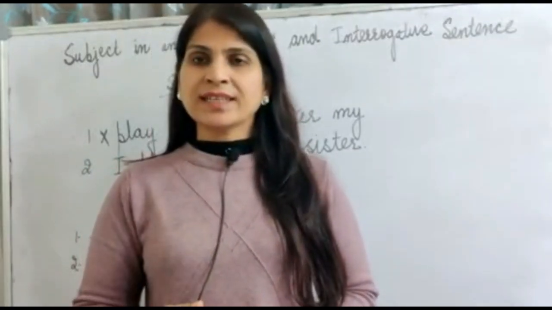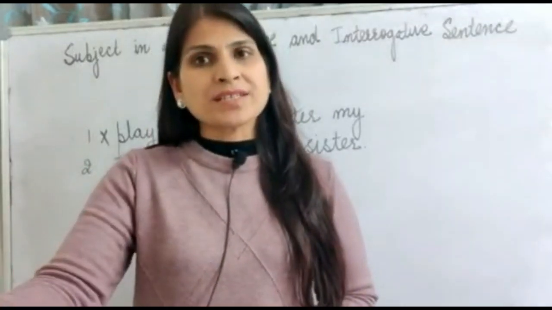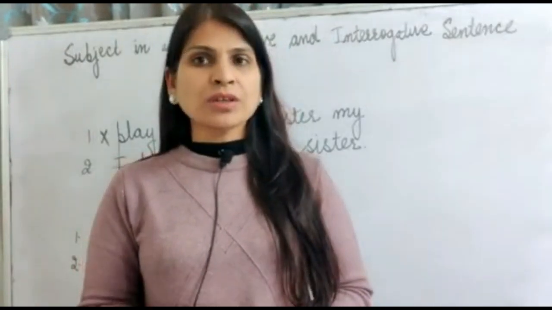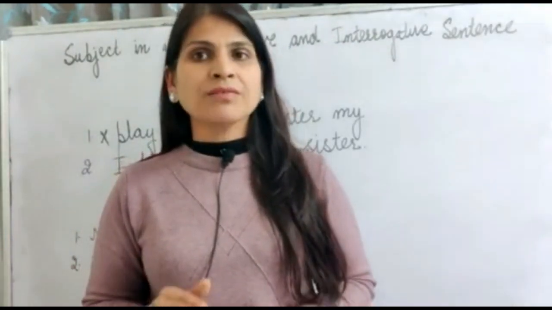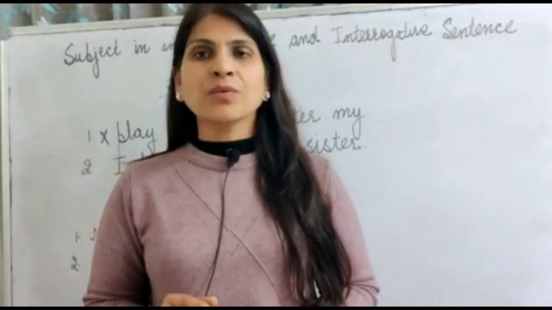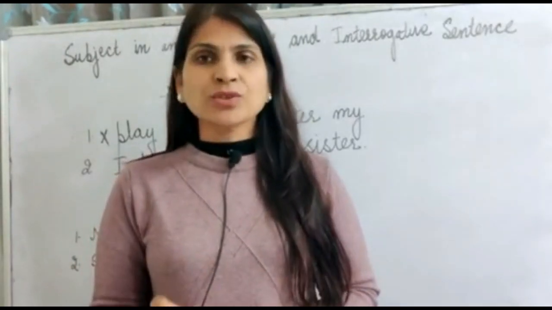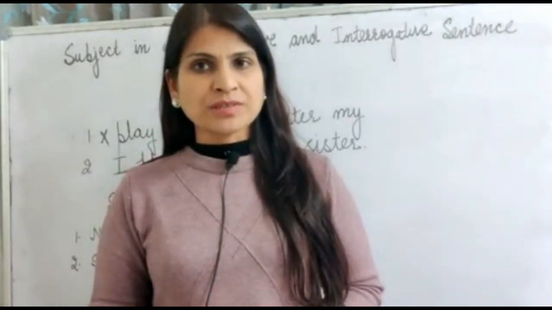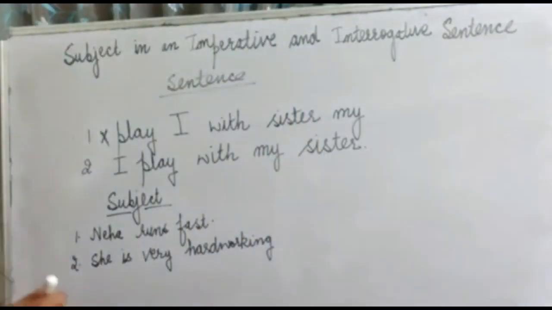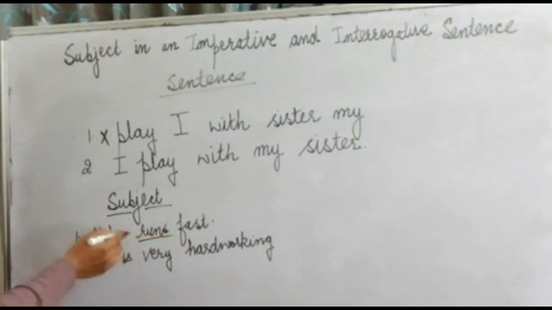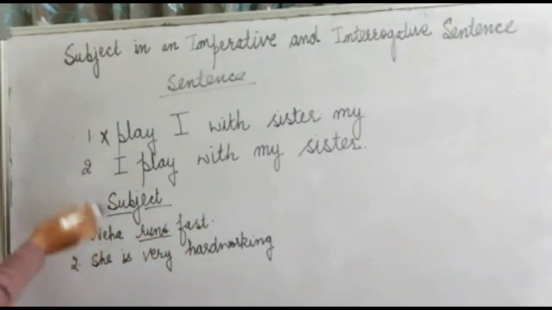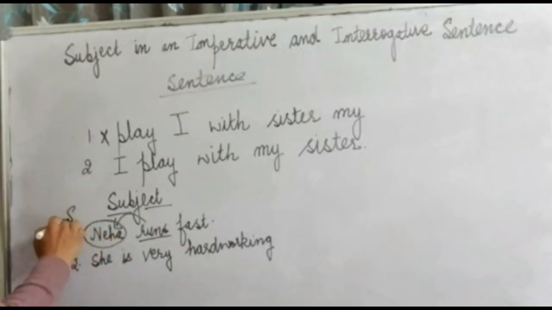In the next sentence, that is, "He is my best friend," he here is not performing any action, but we know that in this sentence we are talking about he. So he is the subject here. Let's take some more examples. The first sentence here is "Neha runs fast." Now what is the verb here? Verb means the action. It is runs. And who is performing this action? It is Neha. So Neha is the subject here.